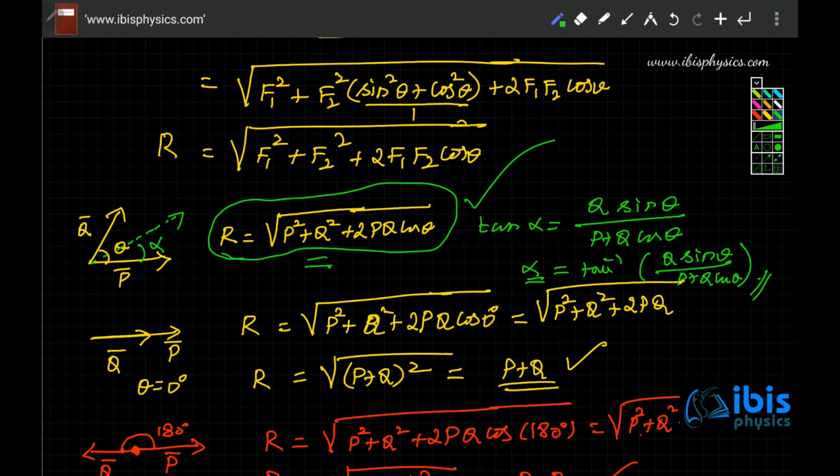So in the subsequent videos, we'll see how we can represent vectors with the help of a coordinate system, and then how to use that in solving problems.